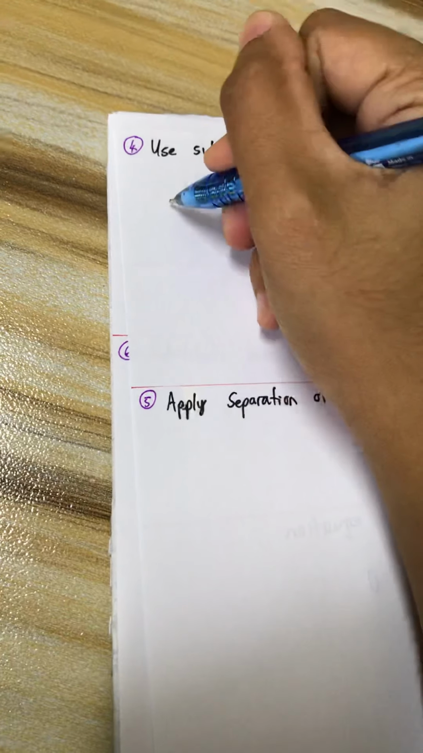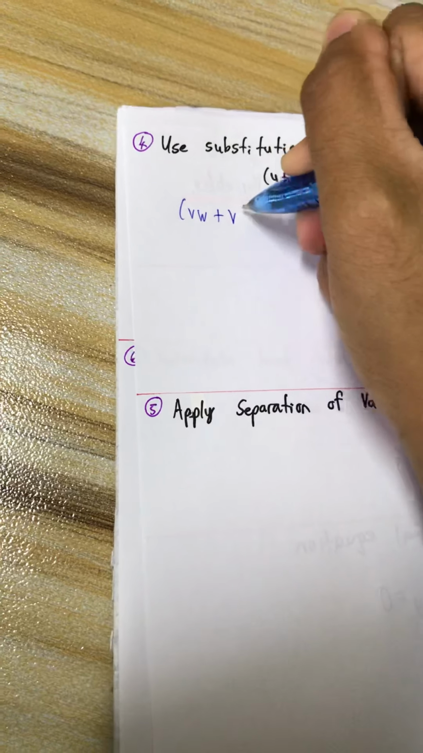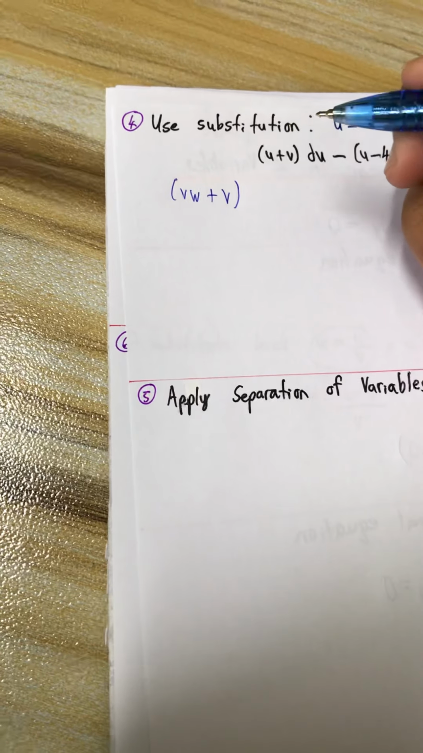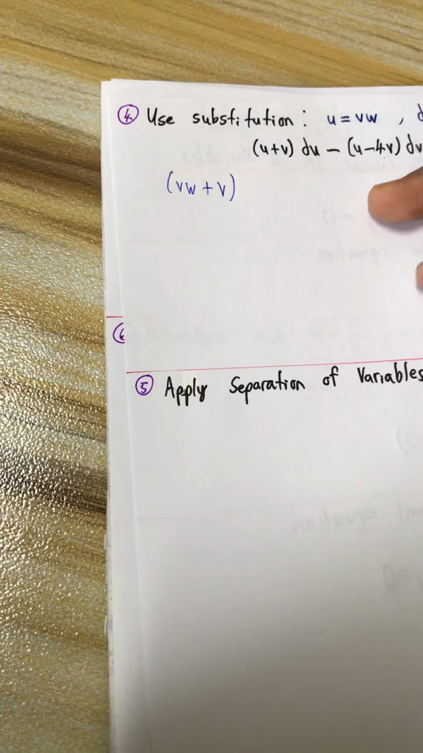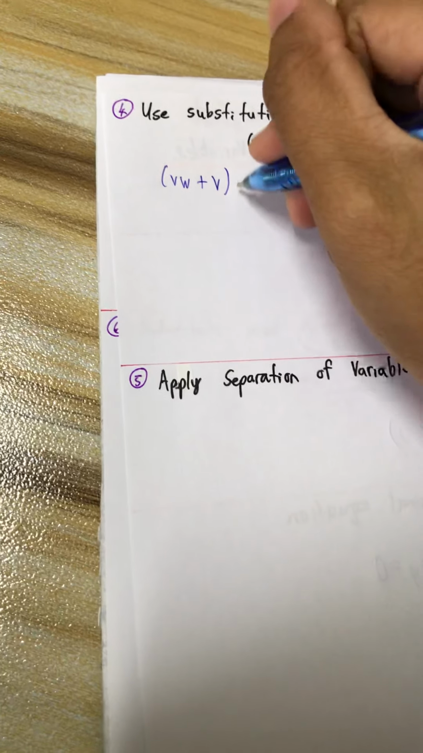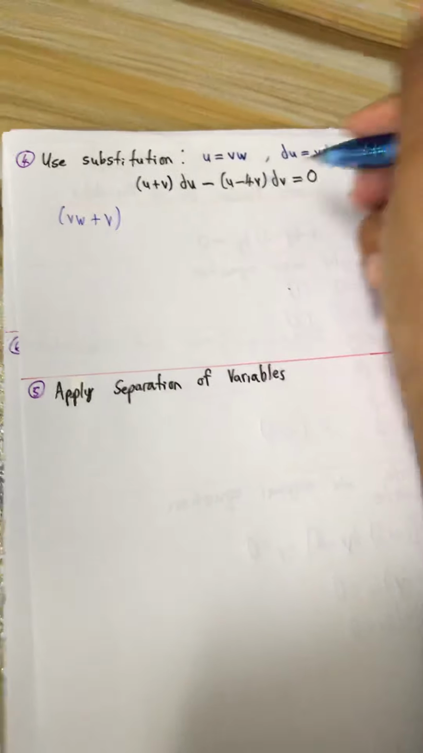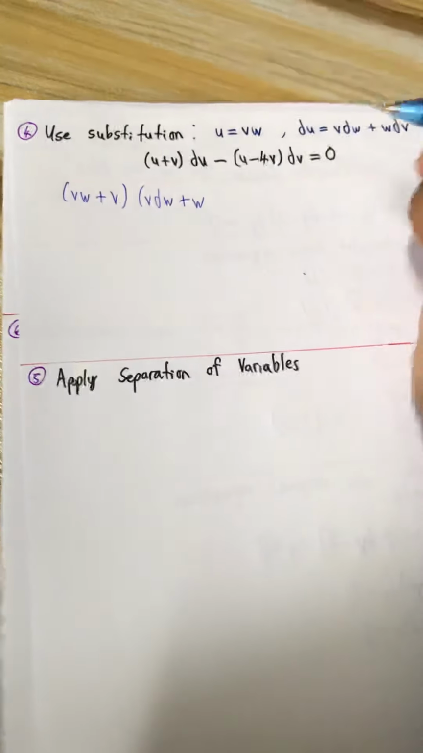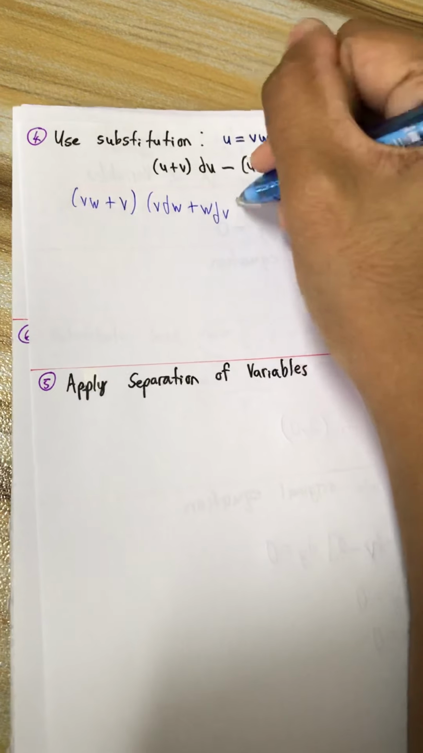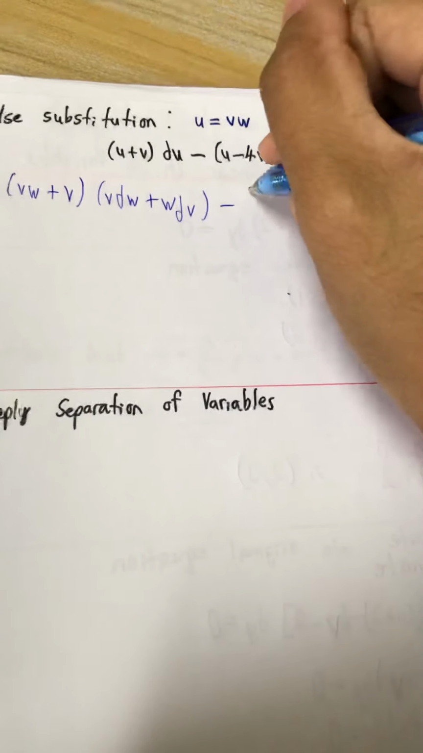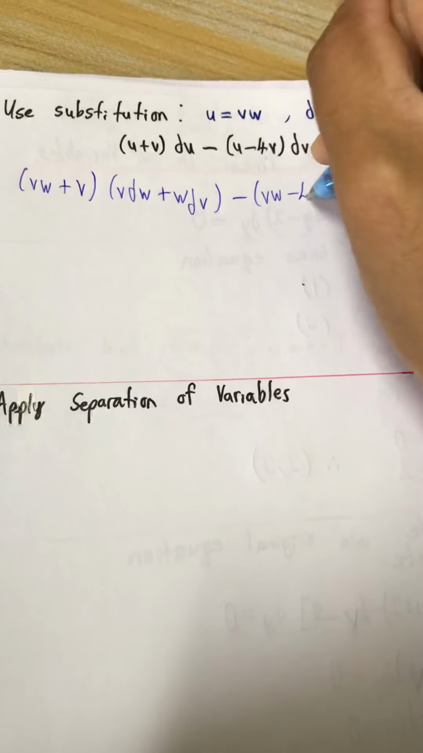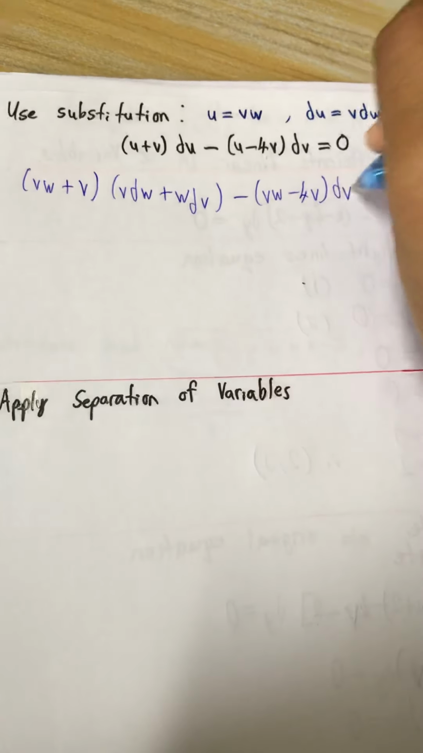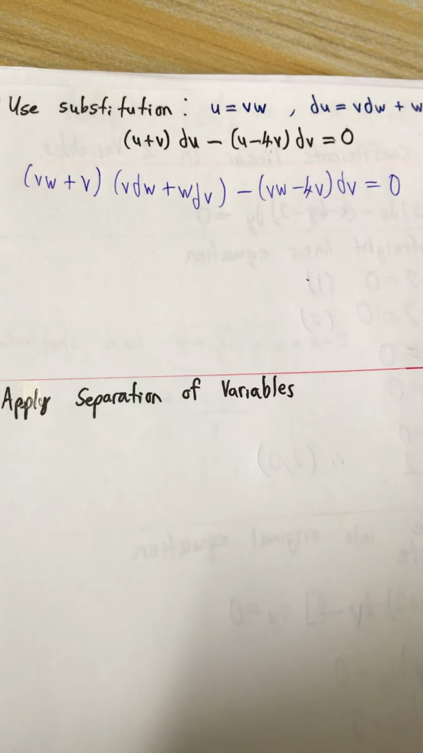So here our u is vw. So we will get vw. We remain the v because we want to leave this equation in terms of v and w. And then our du becomes v dw plus w dv, and then minus our u, which is vw, minus 4v dv equal to 0.